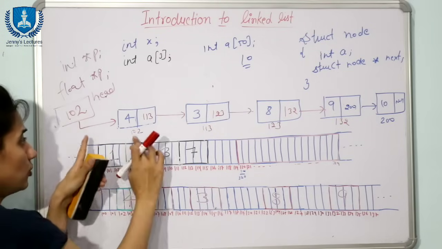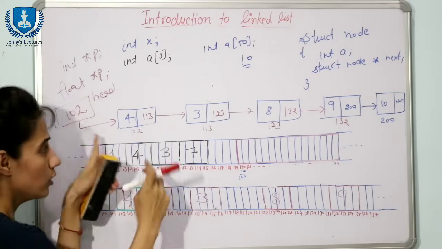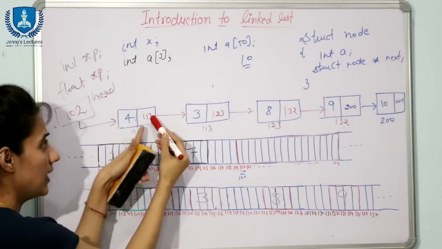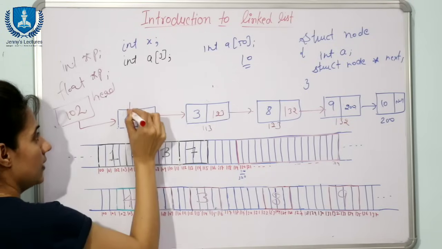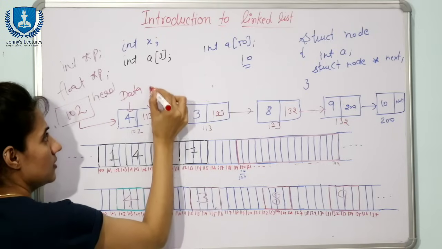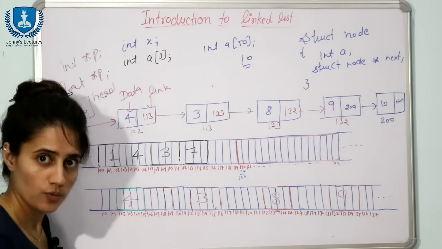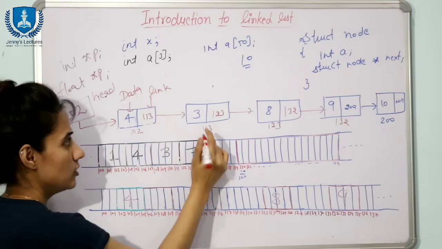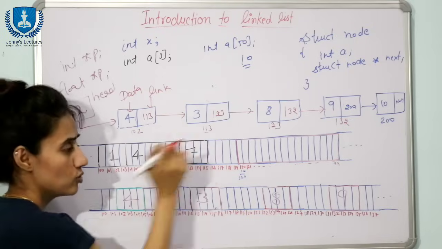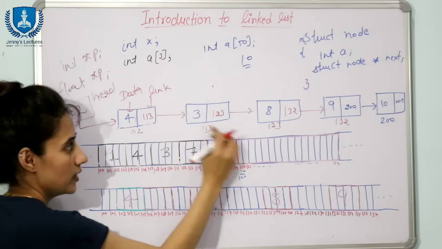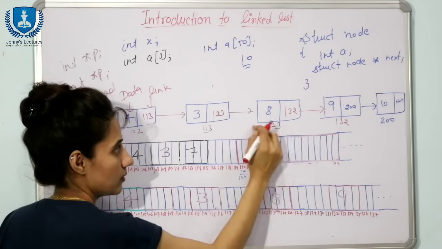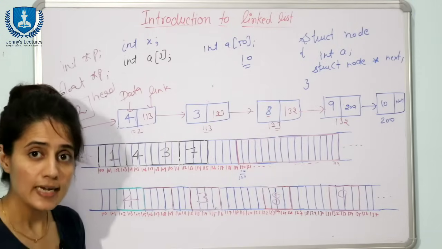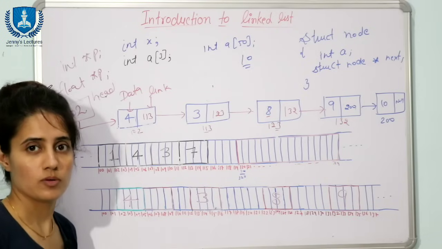Fine. So if you know the value of head, 102, you can go from this node and check out the link part. This is the data part, and this is the link part of the node. Fine. So check out the link part. Here the address of which node? 113. It means the address of this node, so you can go to this node. Now check out the link part, 123. Here the address is this one. You can go to 123, so now you can reach here. Fine. So in a linked list only sequential access is possible.